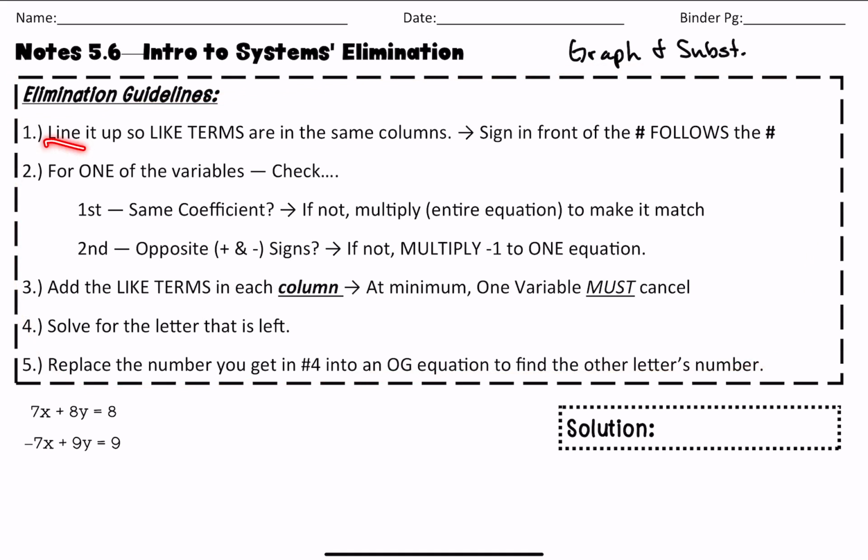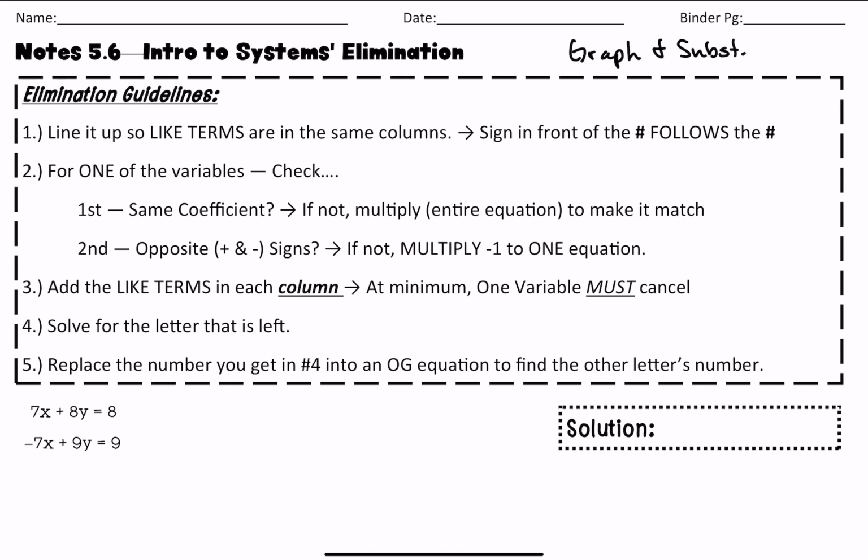So step 1, line it up so that like terms are in the same columns, and just make sure the sign in front of the number follows the number. For one of the variables, either x or y, check: do you first have the same coefficient, which is the number in front? If not, multiply the entire equation to make it match. Second, do you have opposite signs, plus and minus? If not, multiply -1 to one of the equations.